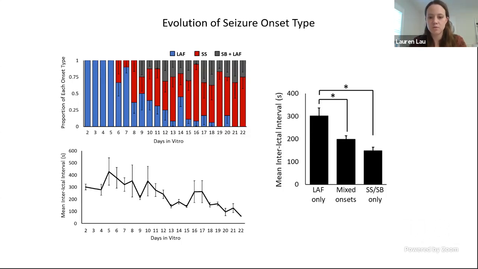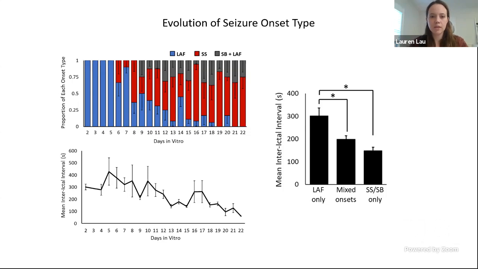And this is also quantified on a slice by slice basis. So you can see that on the days when only low amplitude fast seizures versus mixed onset or just spike burst and sentinel spike, there was a significant difference in the interictal interval.